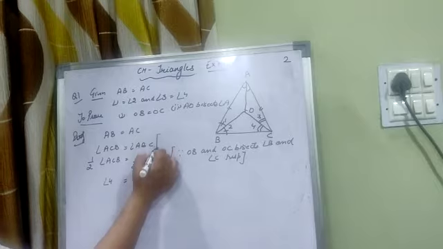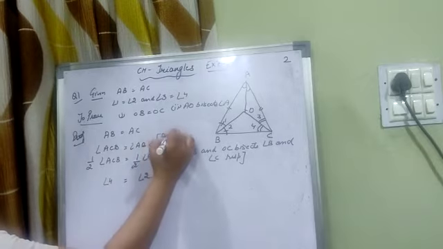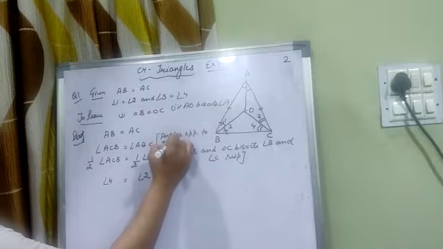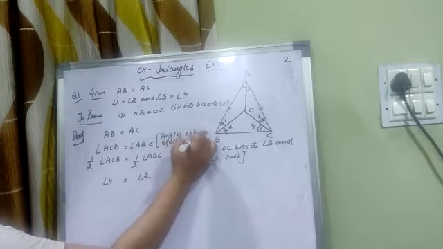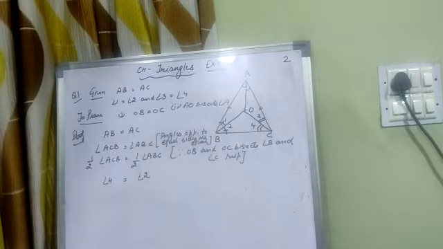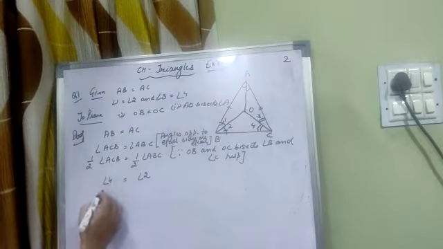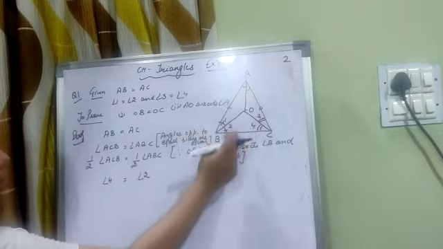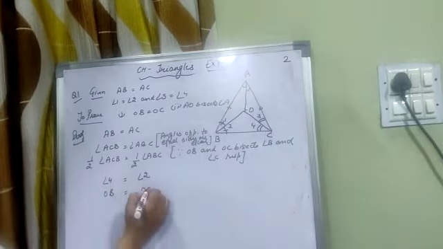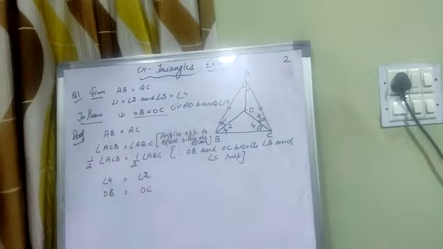You can also write the reason here that angles opposite to equal sides are equal. You have to write the result. Now angle 4. In triangle BOC, which side is opposite to angle 4? OB. And which side is opposite to angle 2? OC. This is our first part.